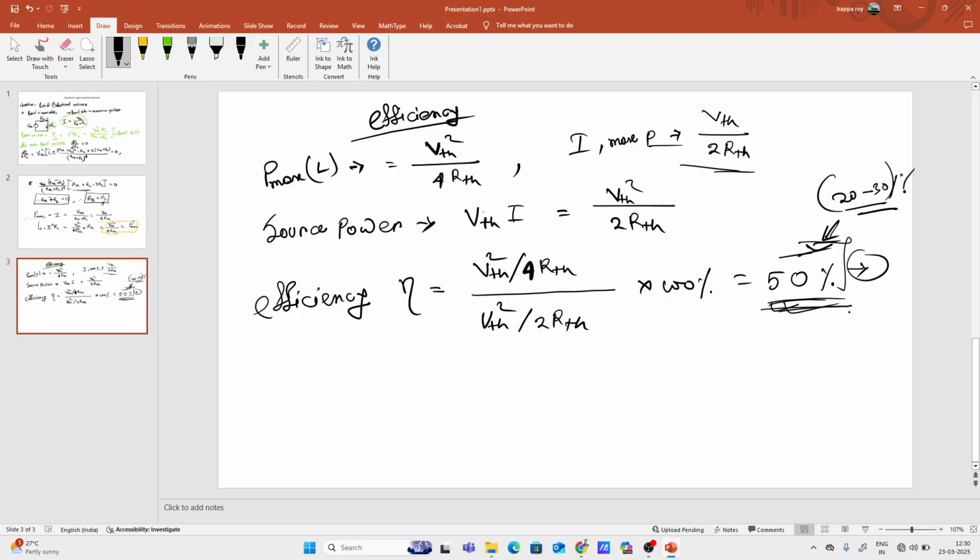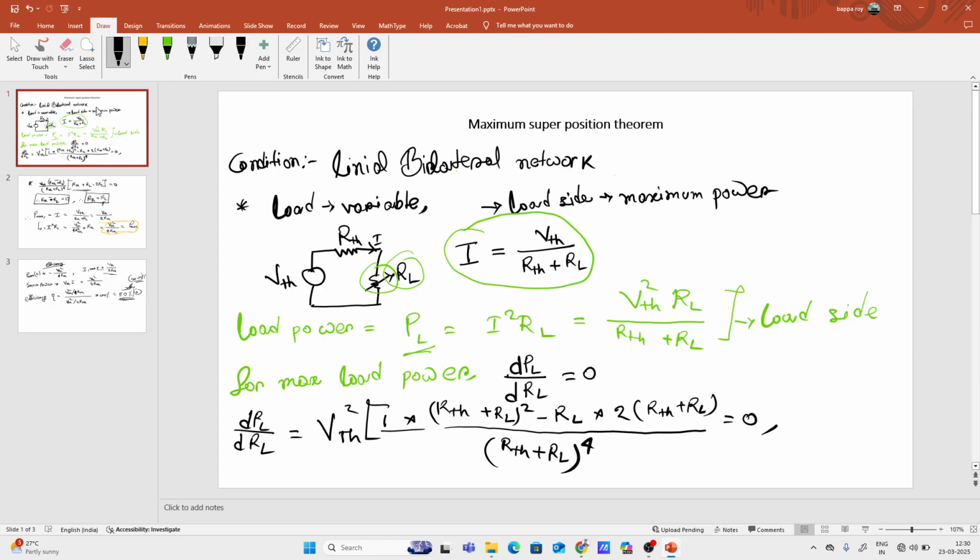Okay, so we'll not do the numerical, we just derived here the maximum power transfer theorem. So let's go through it once more. What are the conditions? The condition is a linear bilateral network.